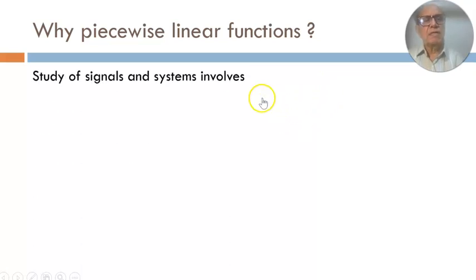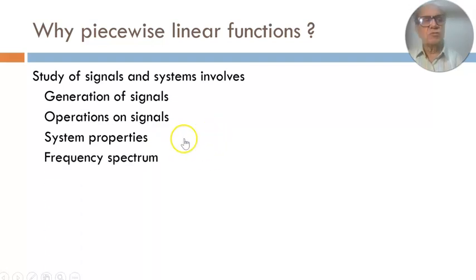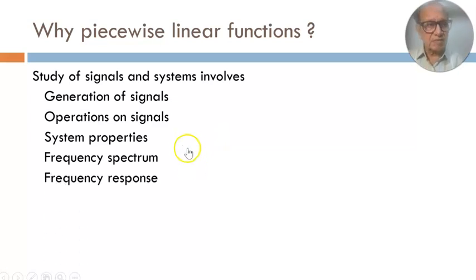First of all, note that there are a number of studies involved when you study signals and systems subject. What are the kind of things you do? You study how to generate signals, whether sine wave, square wave, step, ramp, etc. Then you study operations on signals like amplitude scaling, time scaling, shifting, and so on. System properties, you study whether the system is linear, non-linear, etc. Then you study the frequency spectrum of signals. Then you study the frequency response of systems.